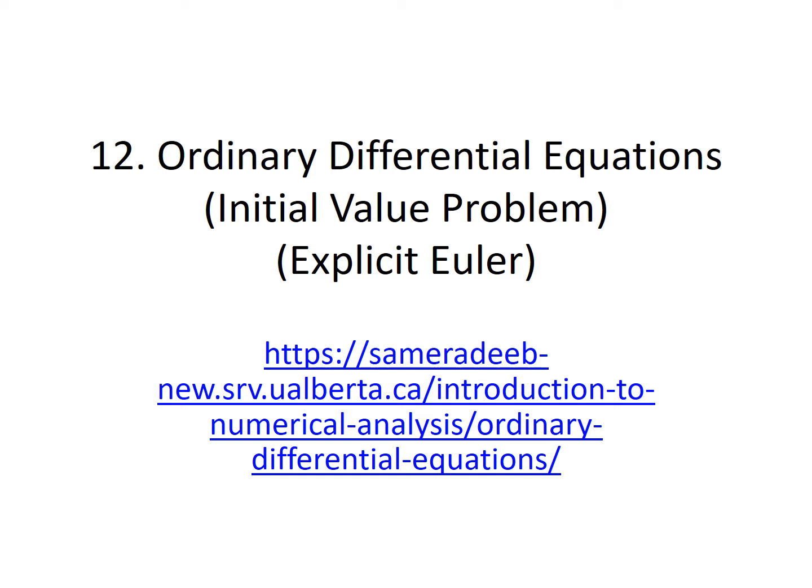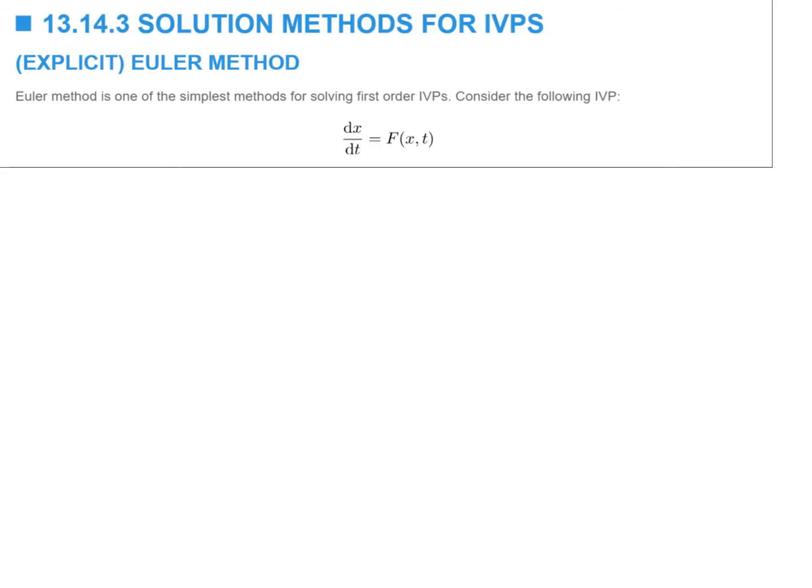In this lecture, we're going to study one of the simplest methods, the explicit Euler method, to solve initial value problems. So usually an initial value problem is given by an equation for the rate of change of a function. Here, in this example, the function is x. The rate of change of x with respect to t is given by a particular function of x and t.